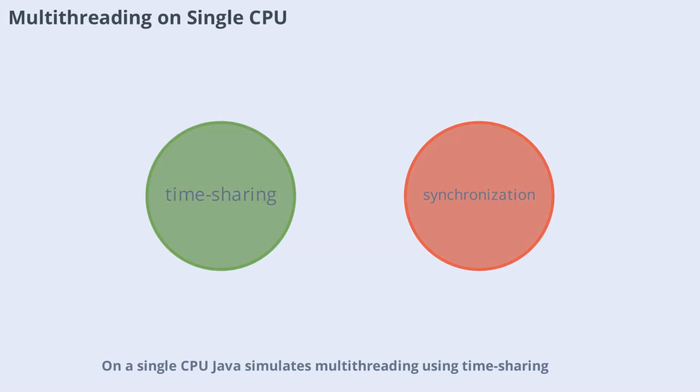On a single CPU, Java simulates multithreading using time sharing, also known as time slicing. The operating system rapidly switches between threads, giving the illusion of parallel execution. Java provides synchronization and locking mechanisms to prevent issues like race conditions. While this approach enables multitasking, true parallelism is only possible on multi-core systems. Still, time-sharing allows efficient use of CPU resources.